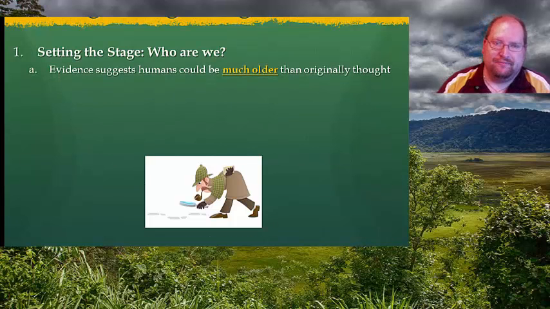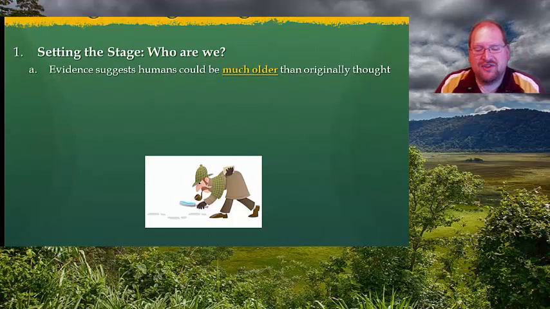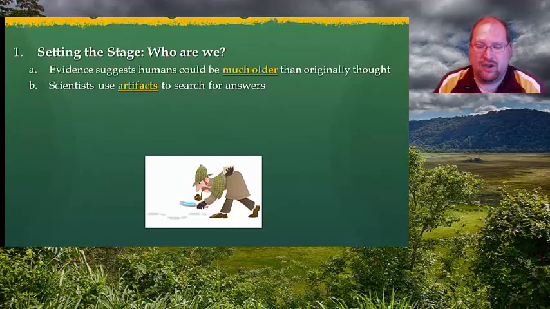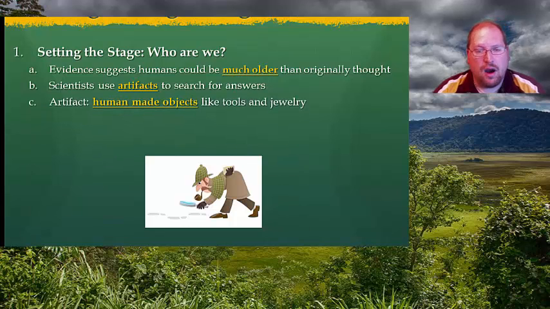Evidence suggests that we as humans could be much older than originally had been thought. In order for us to find out this information about the past, scientists use artifacts to search for clues in order to answer these questions. Artifacts simply are human-made objects, like tools and jewelry, that help us better understand the people that used them.